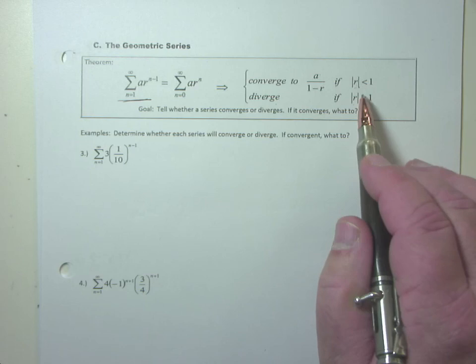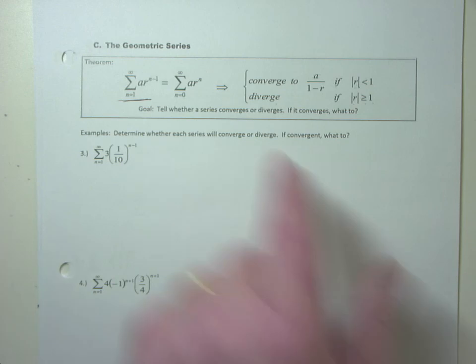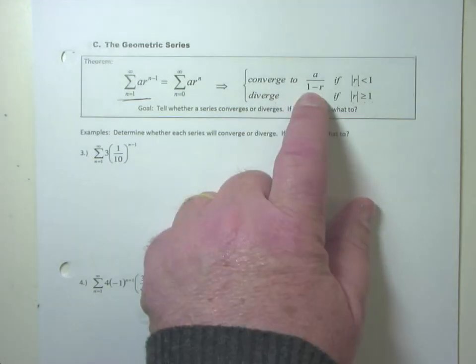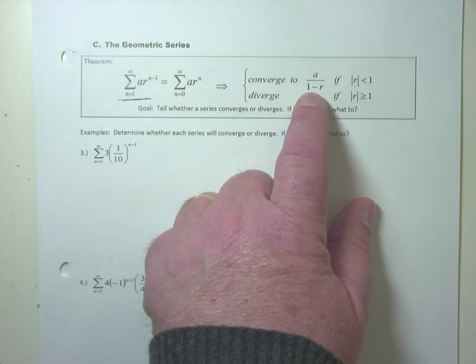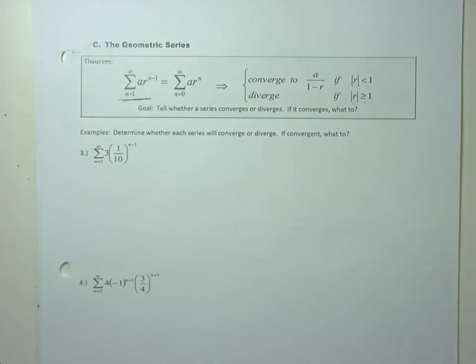So that ratio, if the ratio is a fraction that's less than 1, absolute value speaking, then the series is going to converge, and we know exactly what it adds up to be, the formula a over 1 minus r. If that r happens to be greater than or equal to 1, the series is going to diverge. So that's going to be our question. We're going to give you a geometric series and ask you if it converges or diverges. If it converges, what does it add up to be?